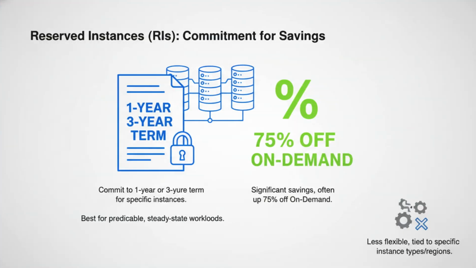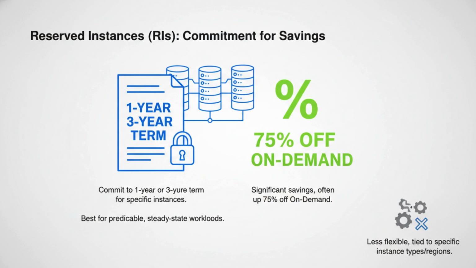Next, we have reserved instances, or RIs. This model offers significant discounts compared to on-demand pricing in exchange for a commitment to use a specific instance type for a 1-year or 3-year term. You essentially reserve capacity, guaranteeing that your instances will be available when you need them.